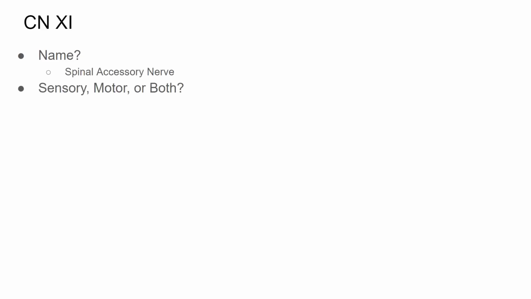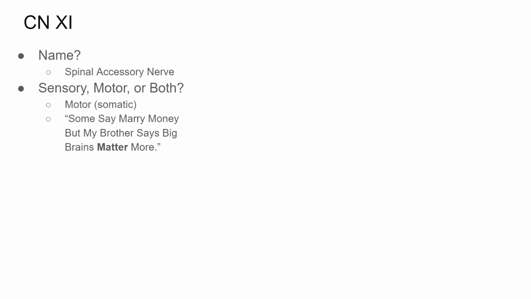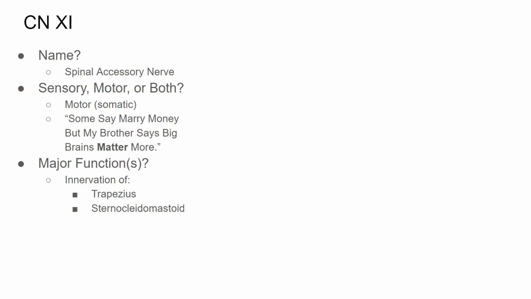Okay, almost done. Cranial nerve 11. Does anyone know this one? Spinal accessory, good. Is it sensory, motor, or both? Motor, good. It only does two things. It innervates the trapezius, so shrugging your shoulders, and it also does the sternocleidomastoid, so turning your head side to side. It's your big muscle here in the front of your neck.